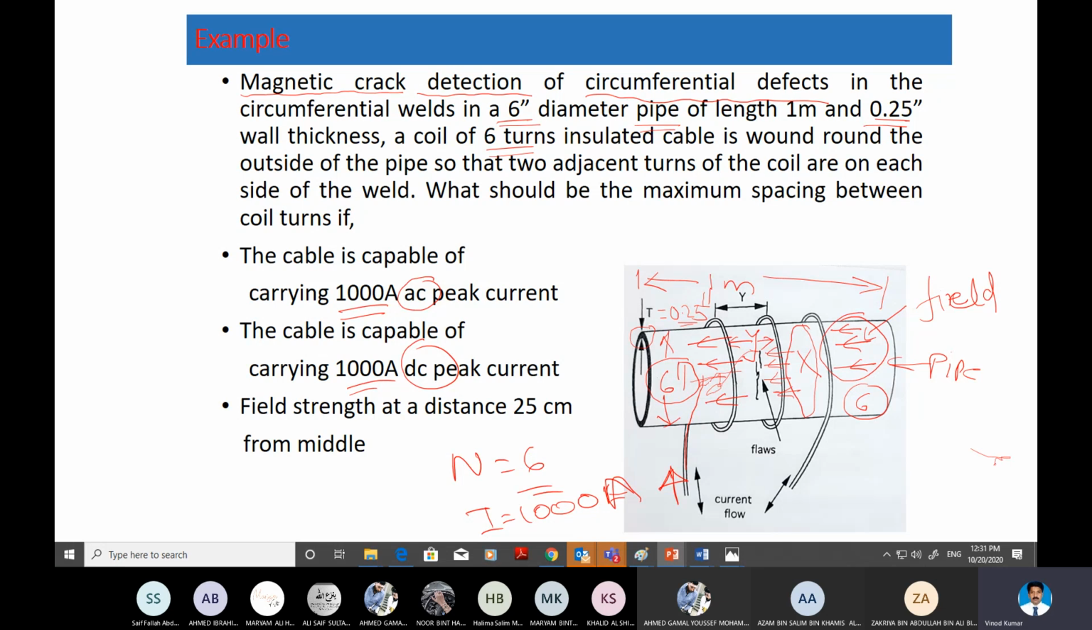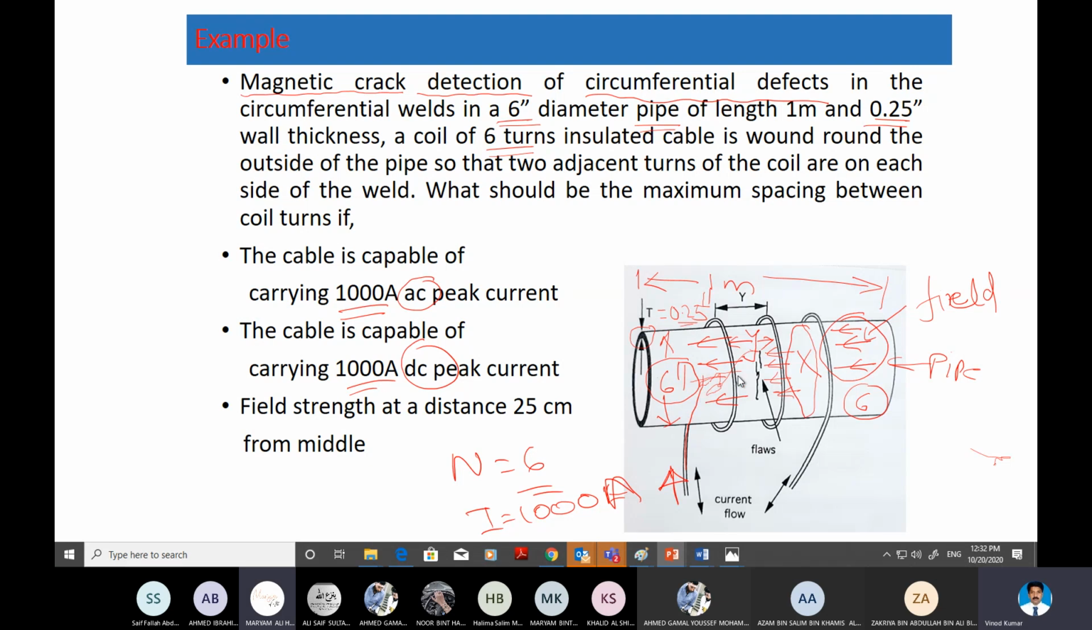Now, if you are an inspector, you have length 1 meter, you have thickness 0.25, you have 6 turns. So you have a coil for testing. This coil is for testing only. You have 6 turns. Where will you put the 6 turns? It is continuous, but the spacing, y, over the length of 1 meter, where will y be? You can put it at 10 centimeter or 5 centimeter. What should be y? This is the question. Is this question clear to you?